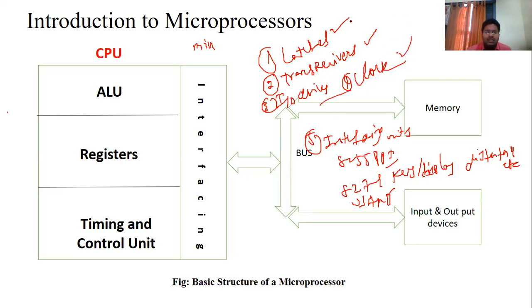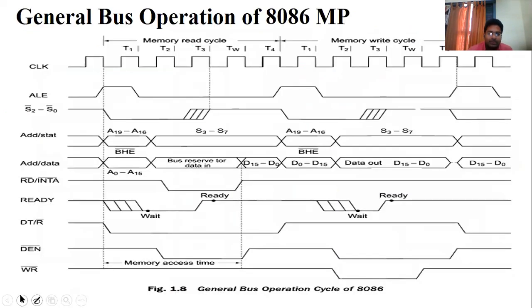So what are latches? Latches are nothing but flip flops, you know that. This is the timing diagram of the minimum mode, nothing but the general bus operation. It is quite similar to the timing diagram of the minimum mode operation of the 8086 microprocessor. This is the read cycle, and this is the write cycle operation. For the general bus operation, you just simply combine these two only. You should not be confused by that.